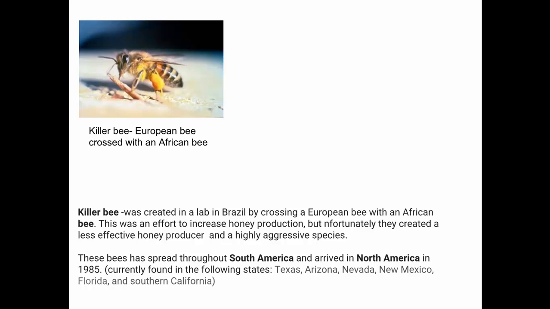So the killer bees are basically a very, very aggressive version of a honeybee. They're easily disturbed, easily aggravated, and they can kill people. When a person encounters a swarm of these Africanized bees, they often get about 10 times as many stings as they would from a normal honeybee. And so people can die from too many stings from a bee, even if they're not allergic. These bees have spread throughout the southern parts of the United States.